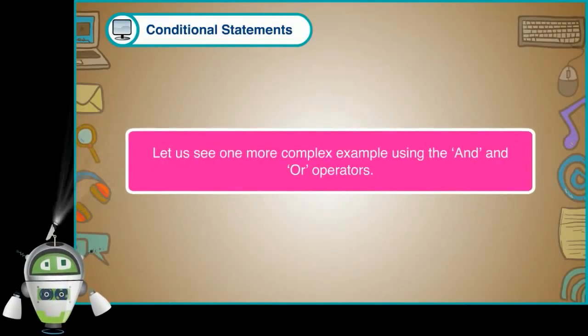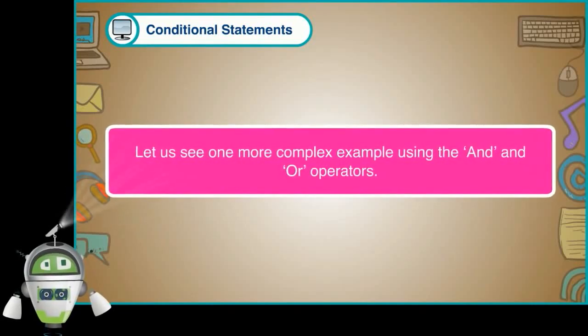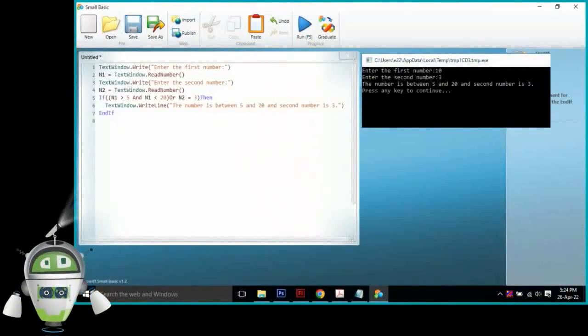Let us see one more complex example using the AND and OR operators. Output: enter the first number 10. Enter the second number 3. The number is between 5 and 20 and second number is 3. Press any key to continue.